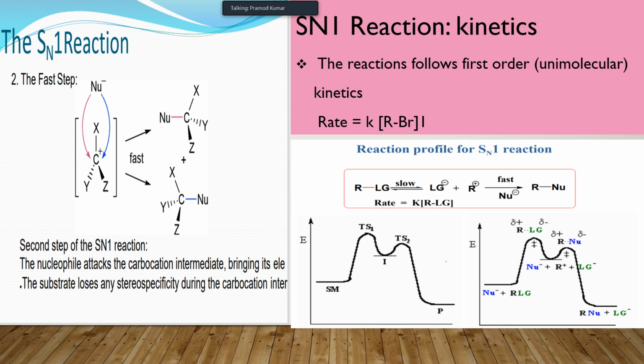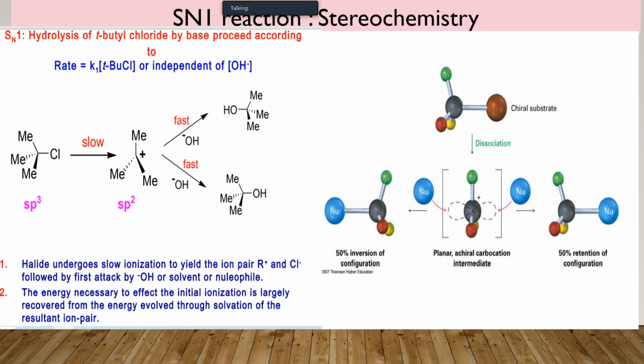So this is your starting material; it reaches the first transition state, your intermediate is formed, that is, your leaving group is left, then again the nucleophile attacks and you get your product. Okay, it's a two-step reaction and it follows first order kinetics, where the reaction rate depends upon the concentration of the substrate only, not of the nucleophile.